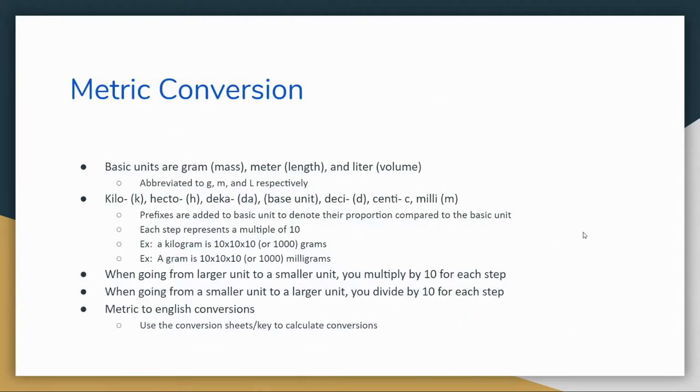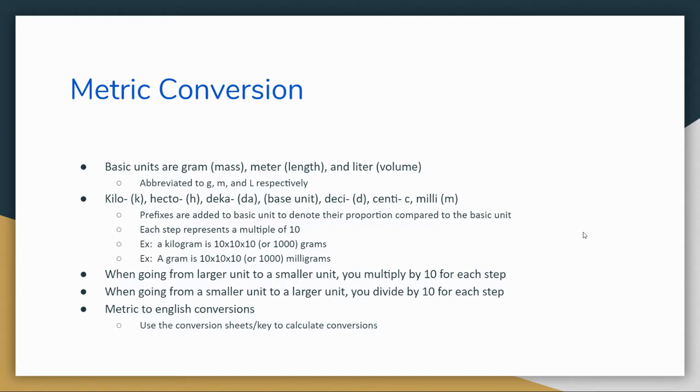All right. So metric conversions. Base units are grams, meters, and liters, as I just said. Kilo, hecto, so on and so forth are the prefixes. Okay. And these are prefixes to the base unit to denote their proportion compared to the basic unit. Each step represents a multiple of 10. So for example, a kilogram is 10 times 10 times 10, or 1,000 grams. A gram is 10 times 10 times 10, or 1,000 milligrams.